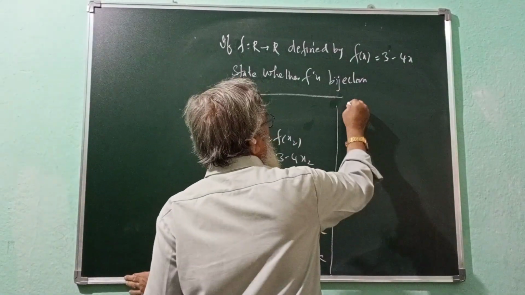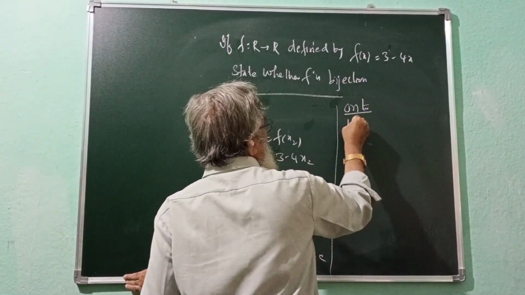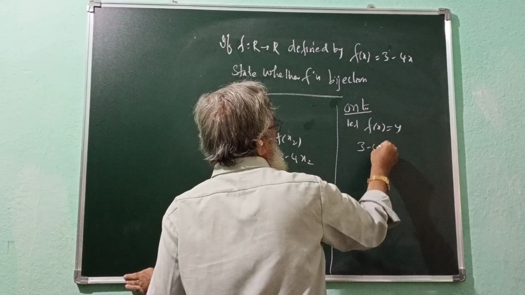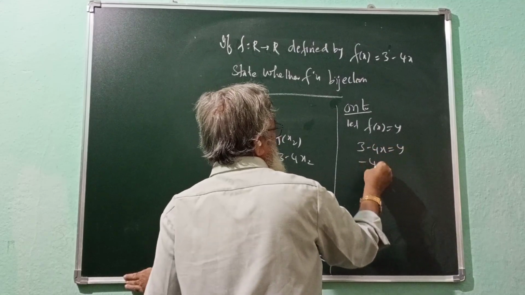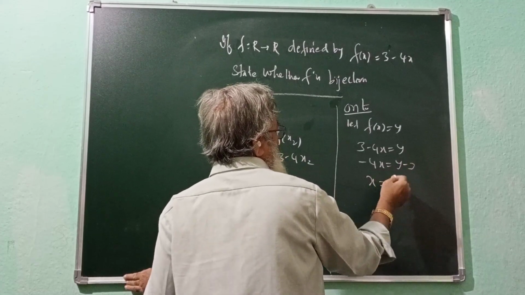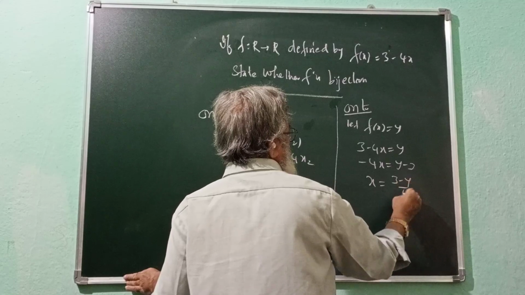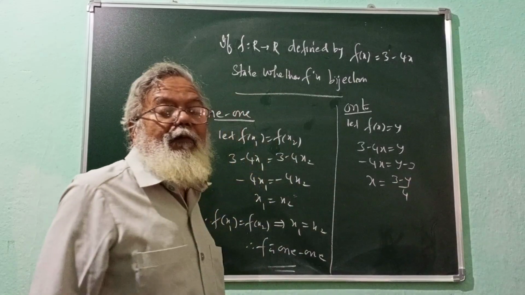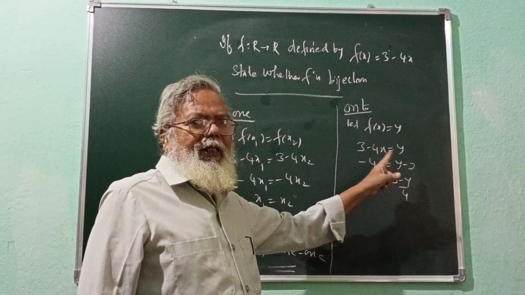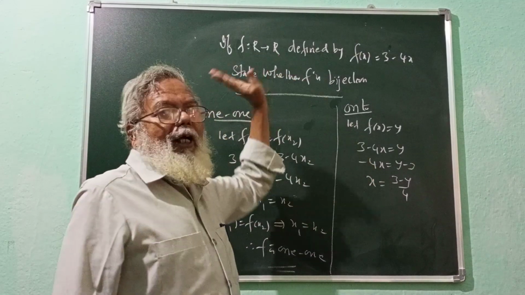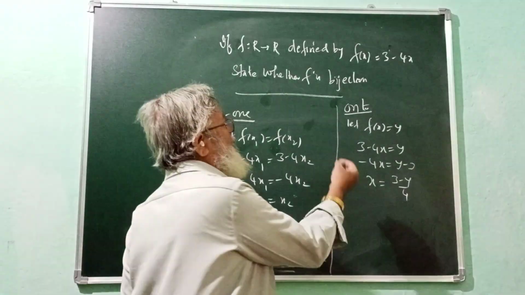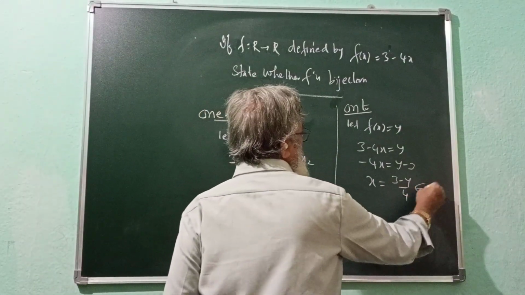See here, onto. Let f(x) = y. So 3 - 4x = y, so -4x = y - 3. Dividing by -4, x = (3 - y)/4. Now at this point, we have to see that whatever value of x we have obtained here, whether it is in R or not. You know clearly it is a real number. So for every y belonging to R, x belongs to R.